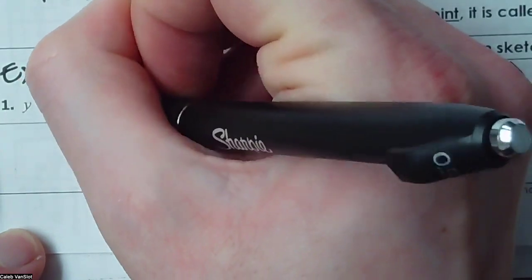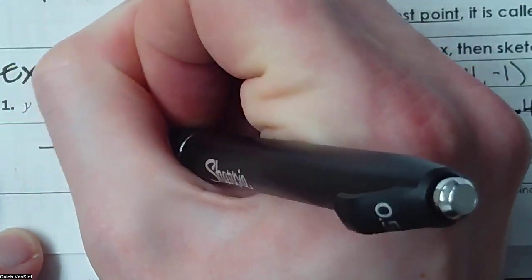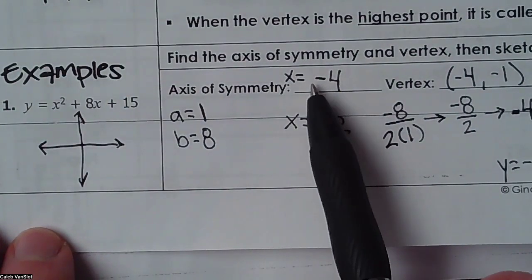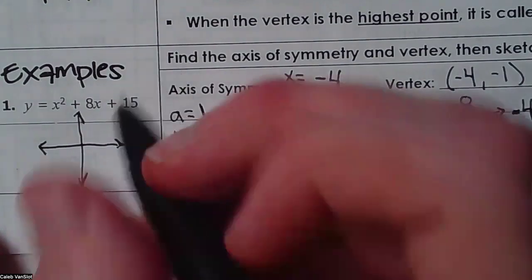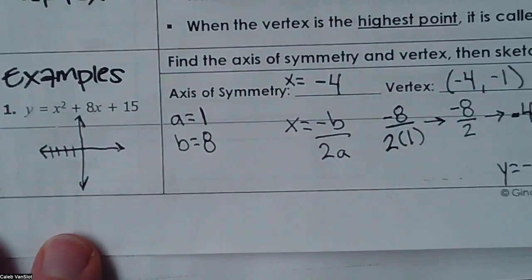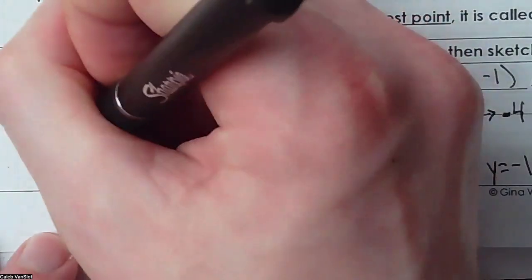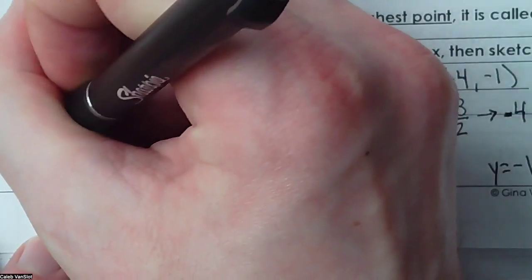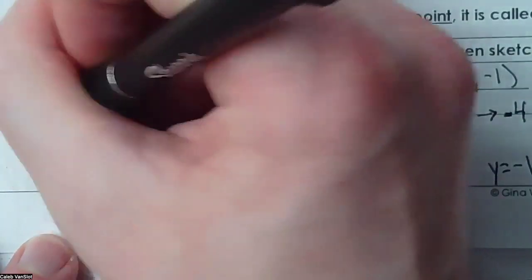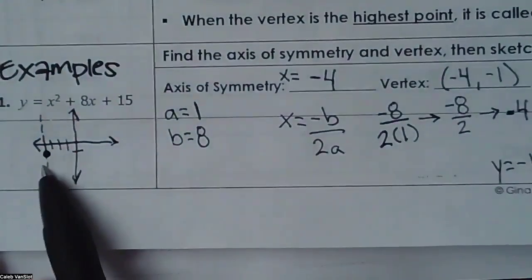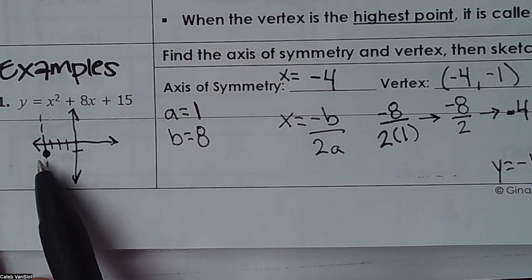Let's say this is our graph, right? Here's my y-axis, here's my x-axis. This axis of symmetry tells me that the x value is at negative 4. So that means I'm going to go over 1, 2, 3, 4 on my x-axis. And I know that my y is at negative 1. So I know that my axis of symmetry is right here. And my point is right there at negative 4, comma negative 1.